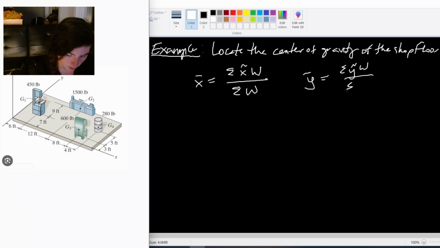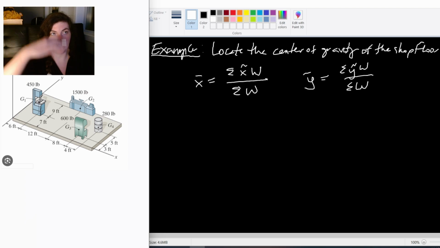Now you'll notice that even though they gave us an XYZ plane here, we don't actually need the Z plane. Yes, the centers of gravity do sit up at different locations, but what we're interested in is the center of gravity of the shop floor, right? So this is just in the XY plane. It doesn't really make sense for us to have a center of gravity floating up in the air when what we're interested in is what's happening on the floor. So for this, all we're going to look at is the X and Y bar centroids, right? X and Y bar.